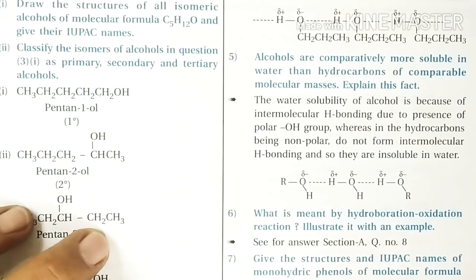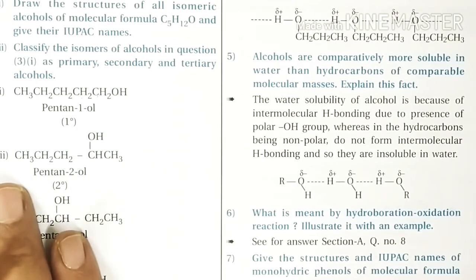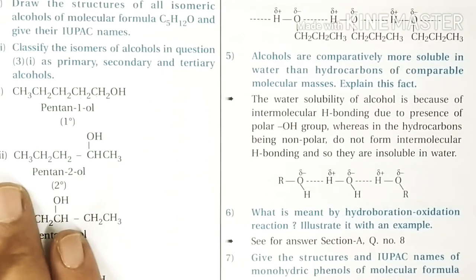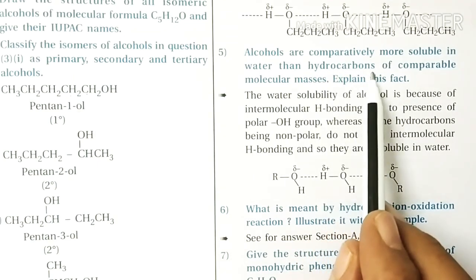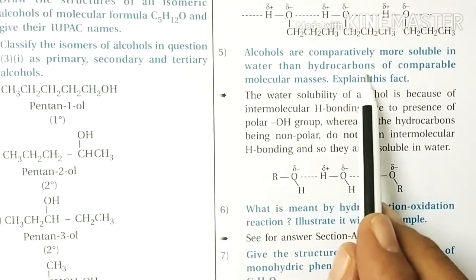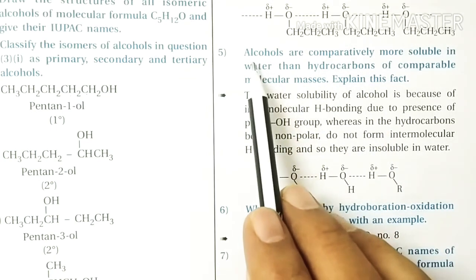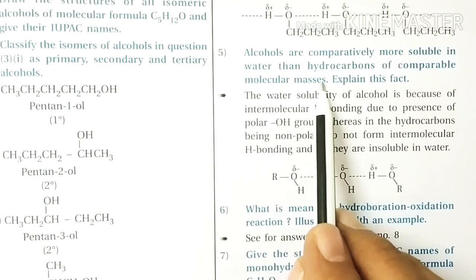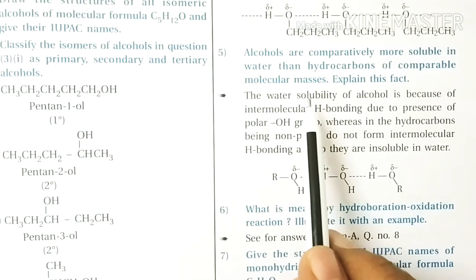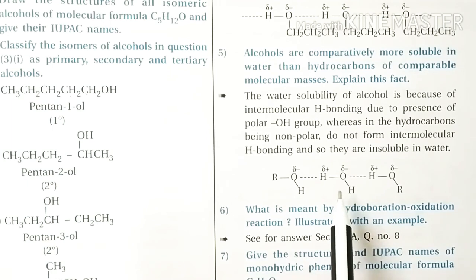Next question: alcohols are comparatively more soluble in water than hydrocarbons of comparable molecular masses. Explain this fact. It's a very simple question. We know that hydrocarbons are non-polar in nature, and all non-polar compounds are not soluble in water because water is polar in nature. Right? What is new in alcohols? Because we know that alcohol is polar in nature and water is also polar in nature. So this water and alcohol, they form a hydrogen bond between them. So they are soluble in water.